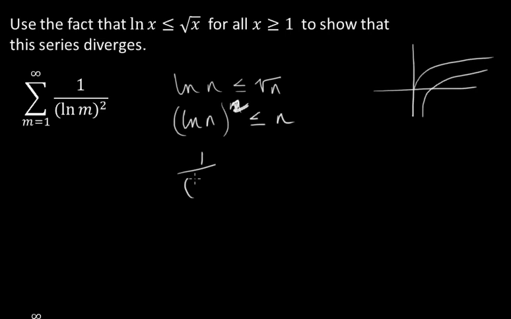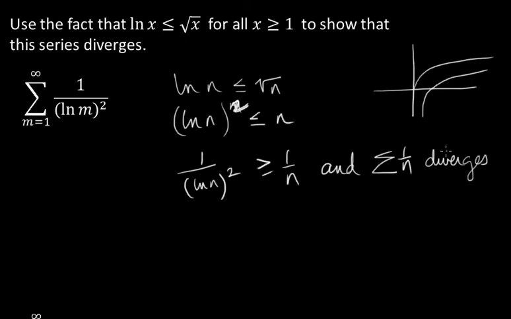Okay, so then taking reciprocals, they're positive. 1 over that is now greater than or equal to 1 over n. The inequality sign changes direction. And this gives us, we know that for p equals 1, the harmonic series, it diverges. You could just say this, or you could put p equals 1, thinking of it as a p series. Therefore, we draw our conclusion.